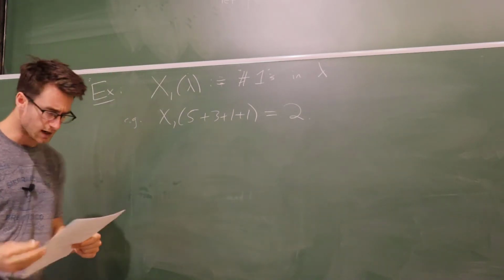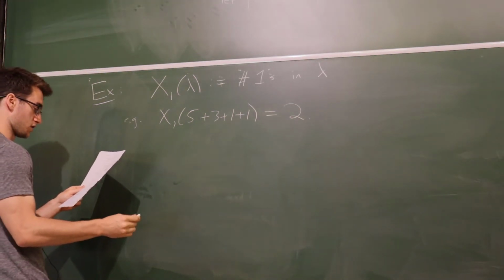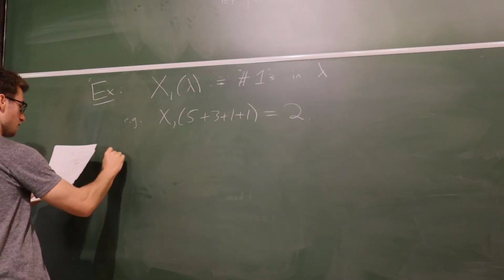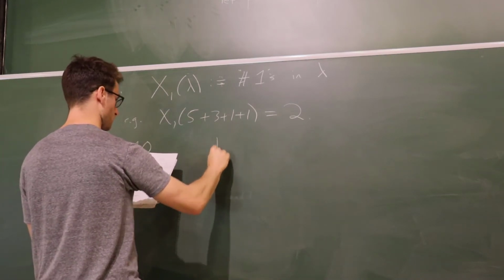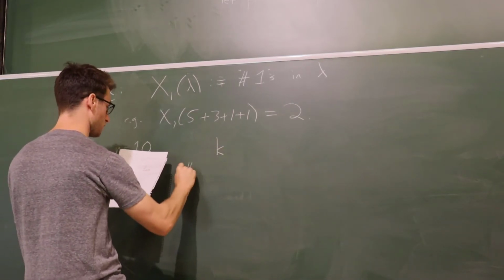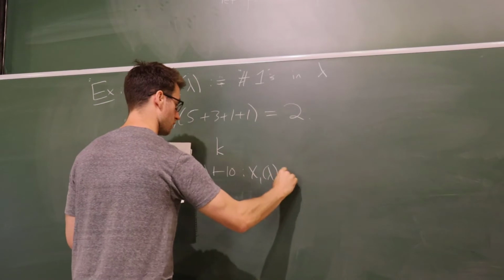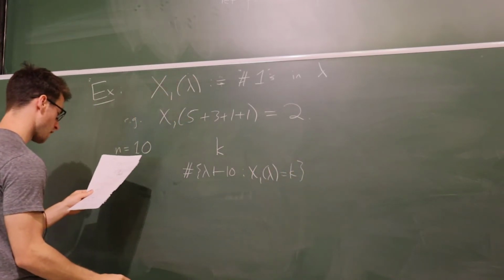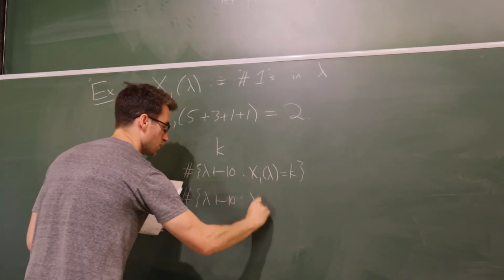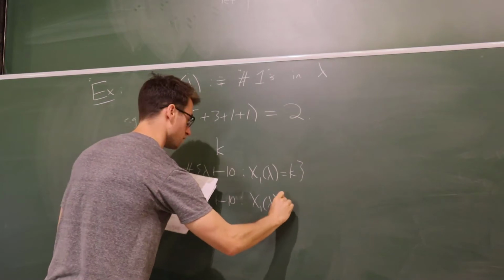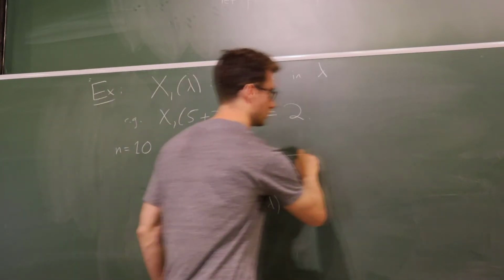All right, and let me make a table for n equals 10 and show you how this guy is distributed. So I'll take n equals 10, and for various k's, we'll look at the number of partitions of 10 with k ones, and we will also look at the number of partitions of 10 with at most k ones.